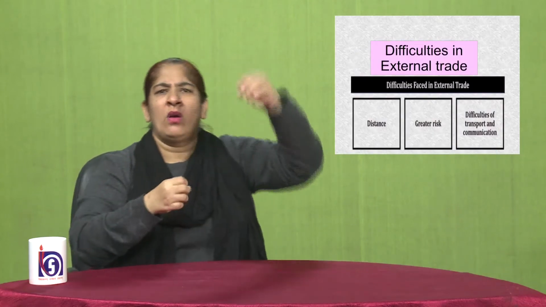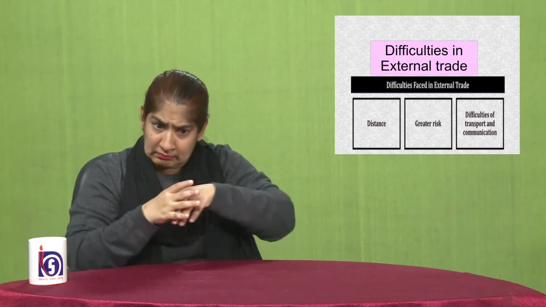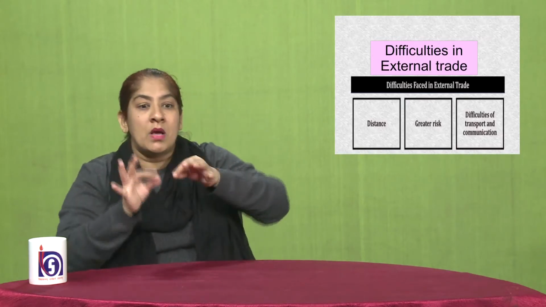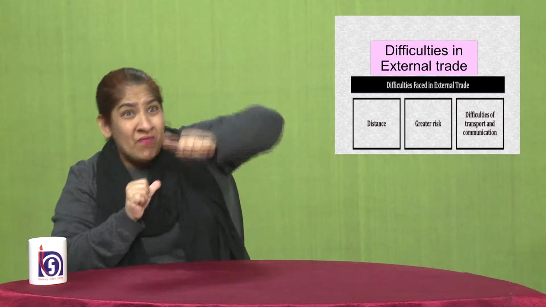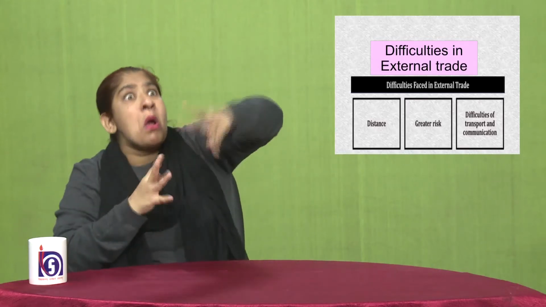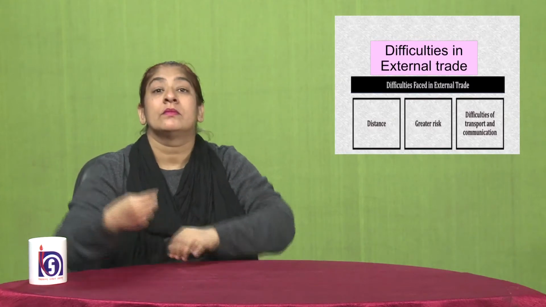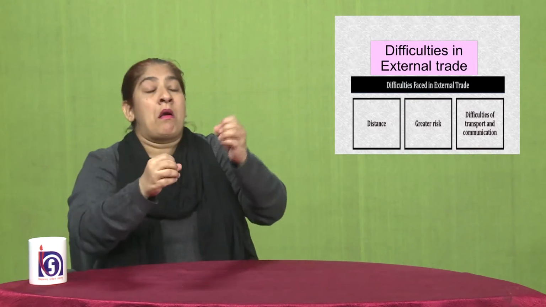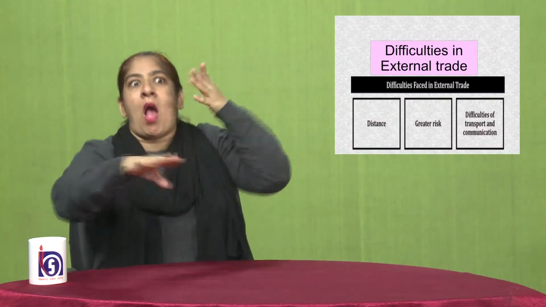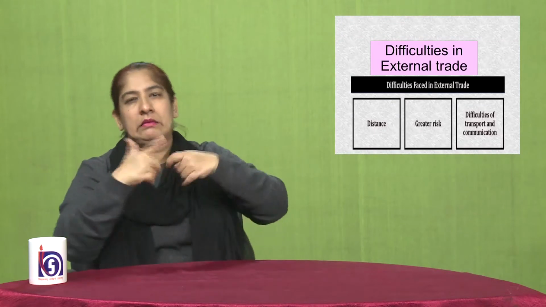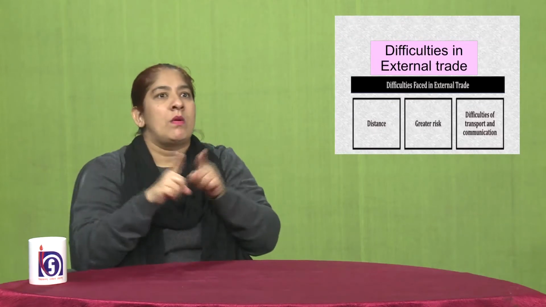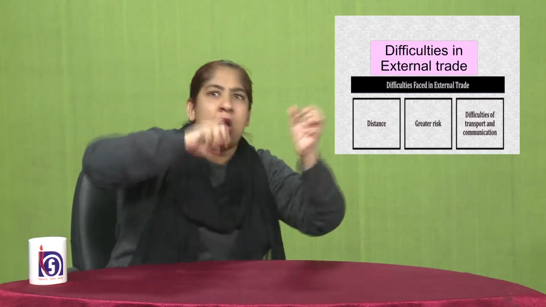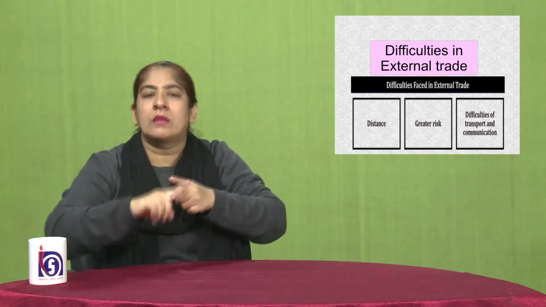Difficulties in external trade. So what are the difficulties in external trade? Let me explain to you. First is distance. If there is external trade at a larger distance, it becomes difficult. Then there is greater risk, which can cost anything. That is always a risk there. Then there are difficulties of transport and communication.